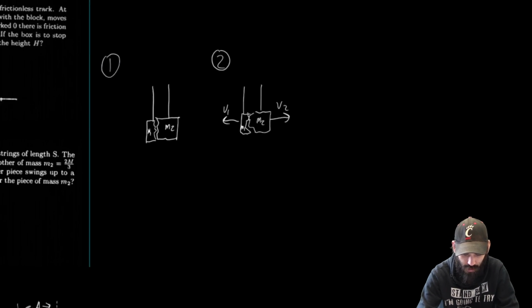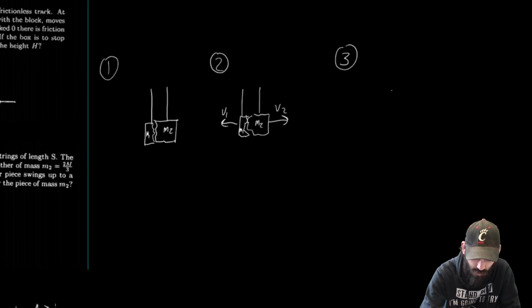And then the third state, we have this one. It's going to be at some angle of theta. This is distance S.